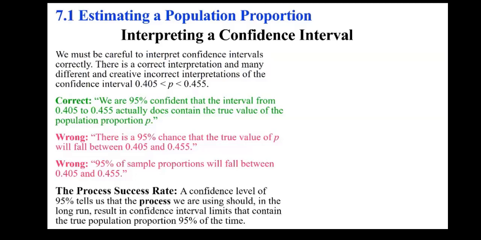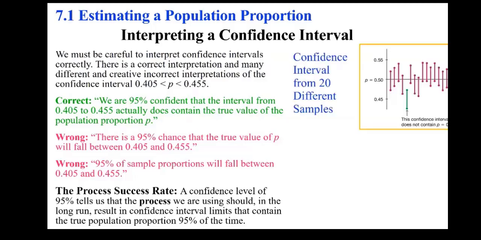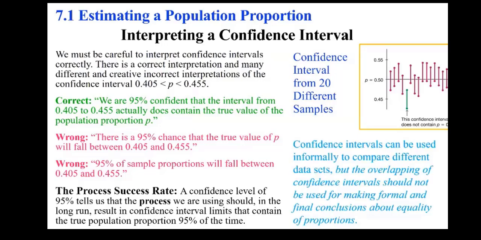A confidence level of 95% tells us that the process we are using should, in the long run, result in confidence interval limits that contain the true population proportion 95% of the time. This is a graph representing confidence intervals from 20 different samples. The process success rate: a confidence level of 95% tells us the process we are using should, in the long run, result in confidence interval limits that contain the true population proportion 95% of the time.